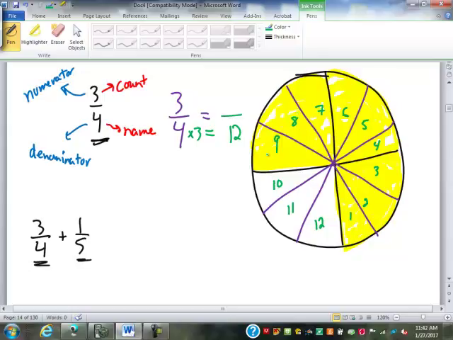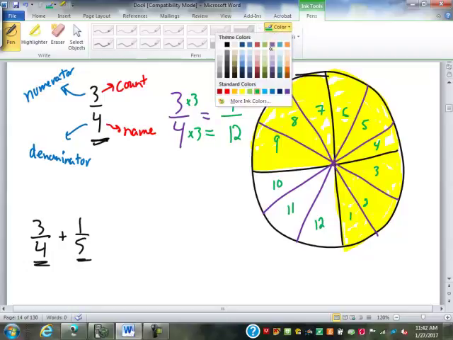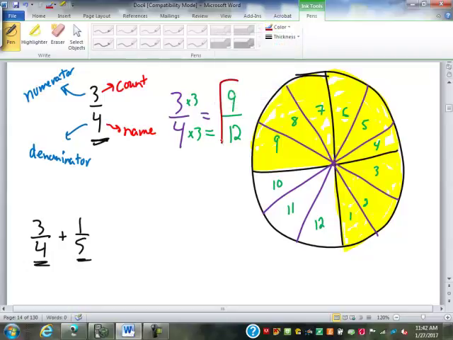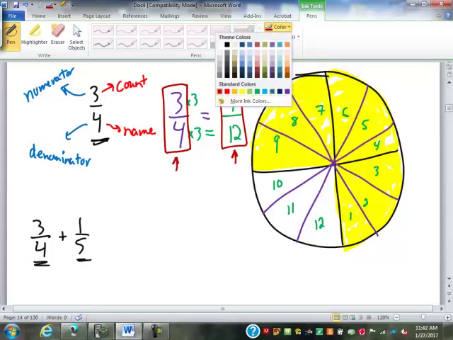How many slices do we have in yellow? 9, perfect. We had 3. Each of them got cut into 3, so 3 times 3 is 9. Do we have any more or less than we did to begin with? No, we don't. That 9/12 is exactly the same amount as 3/4. It just looks different. So how is it that we were able to change the way it looks without changing the value?